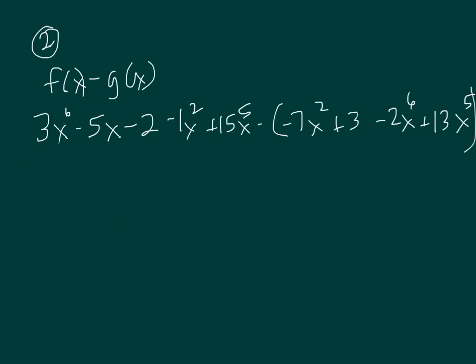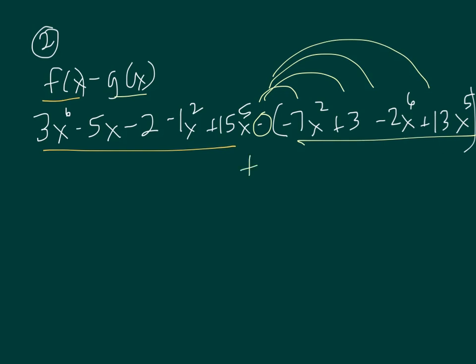Number 2 is actually, here it is. Same thing, but we're going to subtract this time. So I've written them out just like I did before. So f of x is here, g of x is here. So the big thing that we need to remember here is to distribute this negative sign. So as I do that, I'm going to just rewrite all of these terms with this switched negative sign. So if I distribute it to each term, I'll get a 7x squared, a negative 3, a positive 2x to the 6th, and a negative 13x to the 5th.